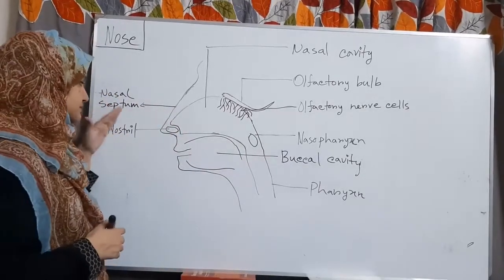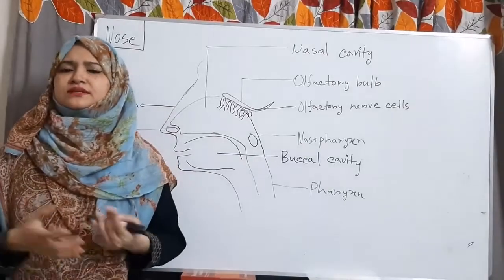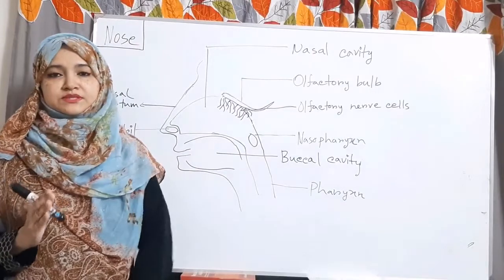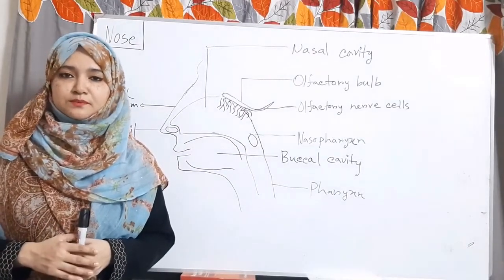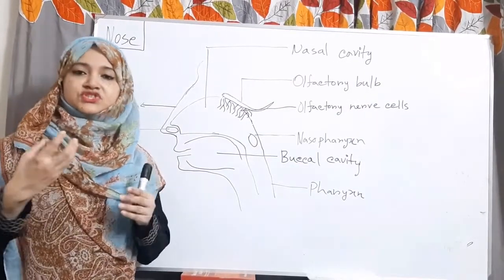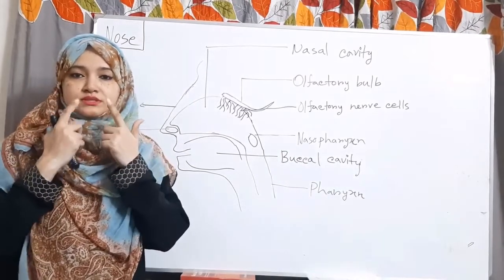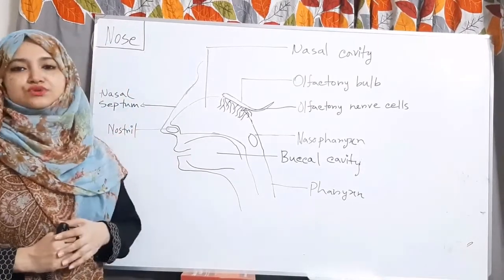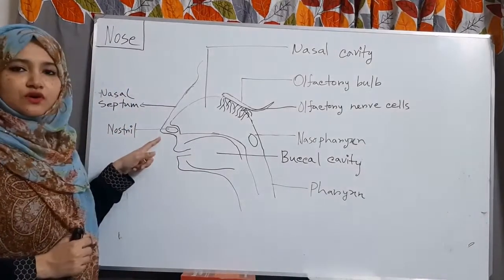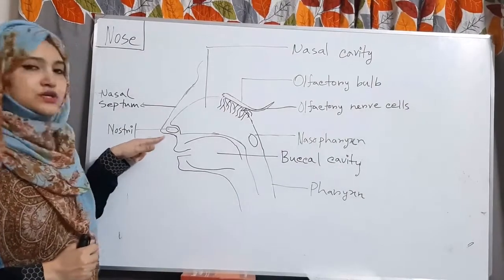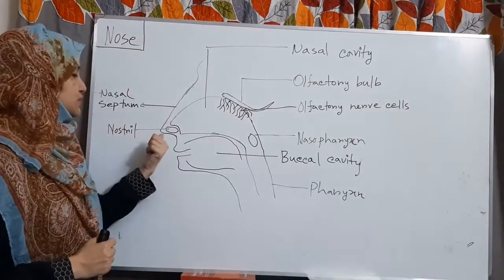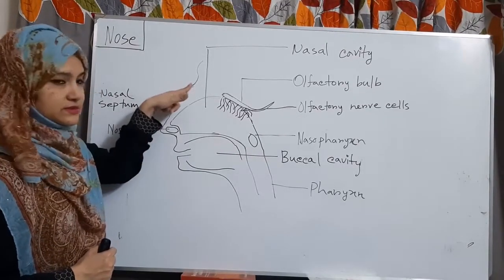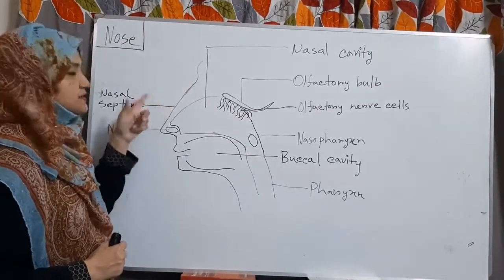The nose is a hollow air passage. It consists of two nasal chambers, which open through two holes called nostrils. These two holes are known as nostrils, the first, external part of our nose. This is the nostril, and this is the nasal septum.